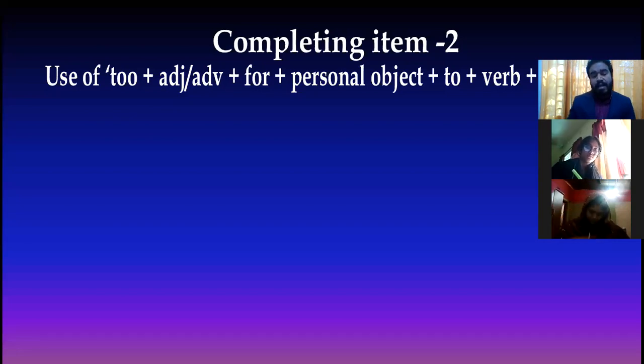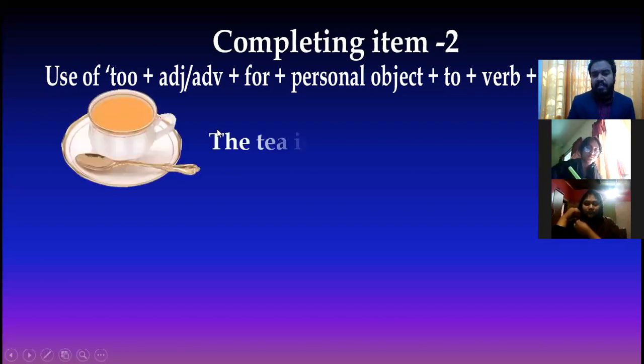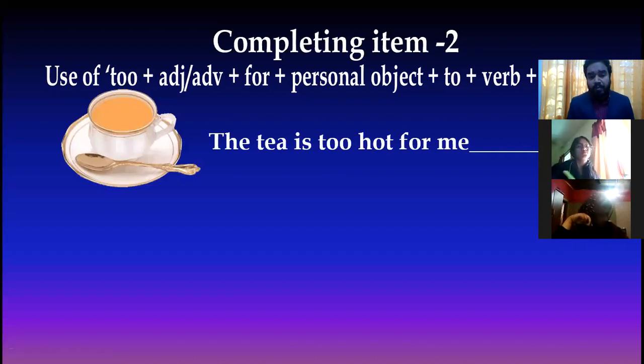So after too, you will find an adjective plus for plus personal object. It's the same rule, but there is a little bit of difference between the previous one and this one. That is too hot for me. You can see here, too plus adjective plus for plus me.